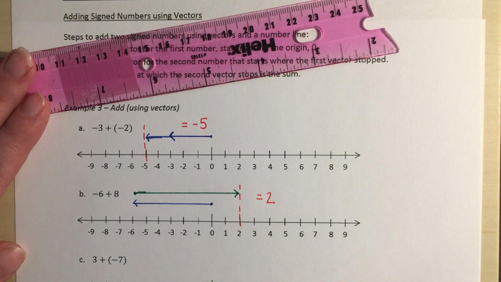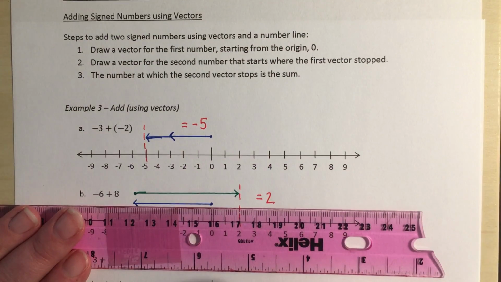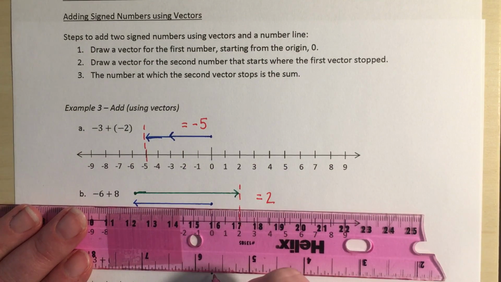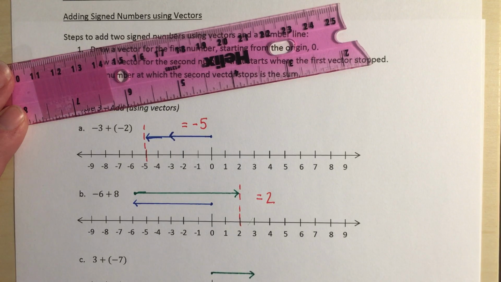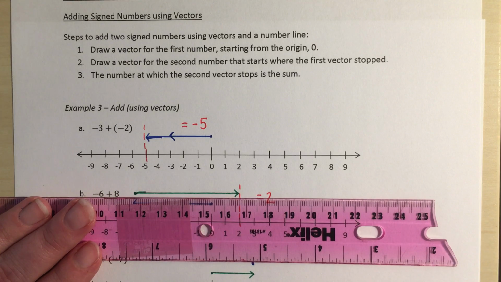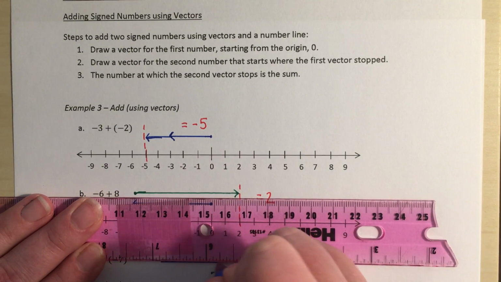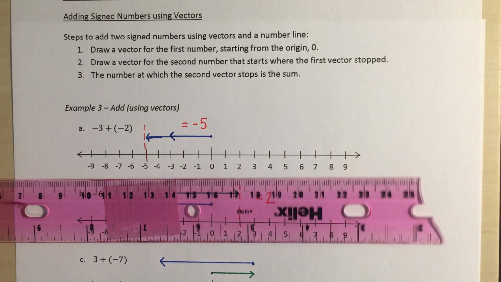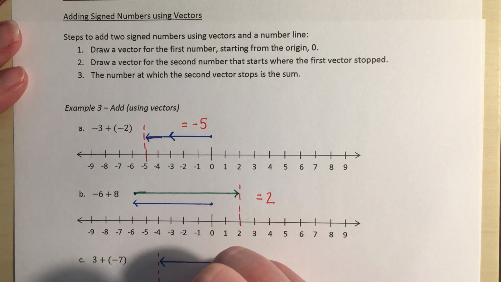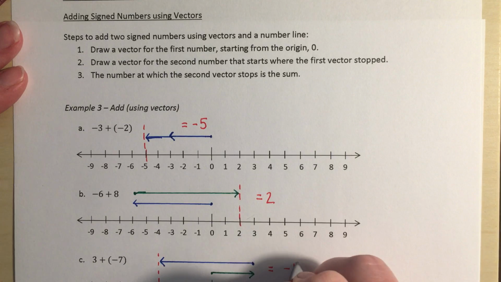Then for this last example, 3 plus -7. We're going to start at 0 and go to the right 3 places. That's where our first vector starts and stops. Then our second vector, we're going to start at that 3 and go to the left 7 spaces because we have a -7. So 1, 2, 3, 4, 5, 6, 7. So we're going to end up at -4. So I'm going to draw this line in here, put my arrow there to get my vector, and my answer to this problem is -4.